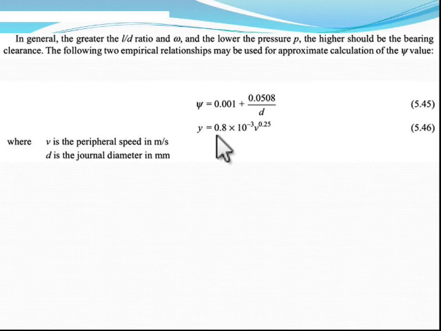And psi can also be calculated based on velocity. There's a misprint here. This should not be y, this should be psi. Psi is 0.8 into 10 to the power minus 3 into v raised to 0.25, where v is the peripheral speed of the journal in meters per second.